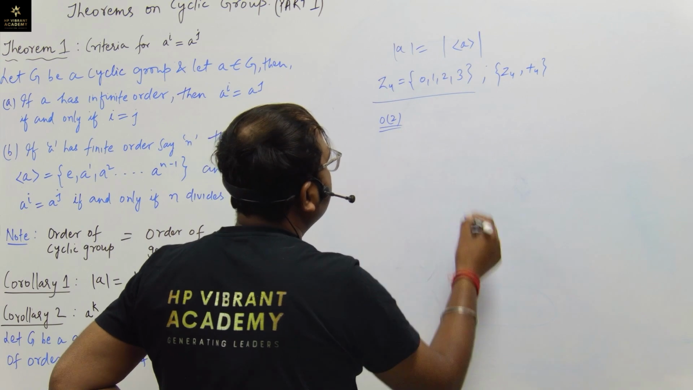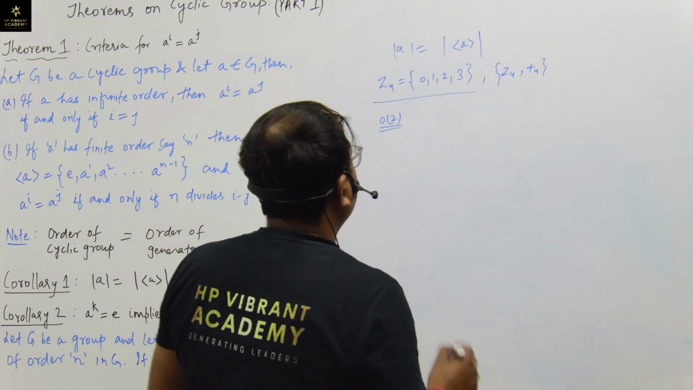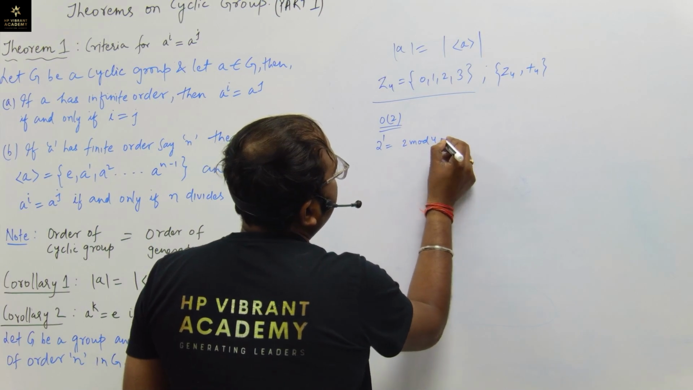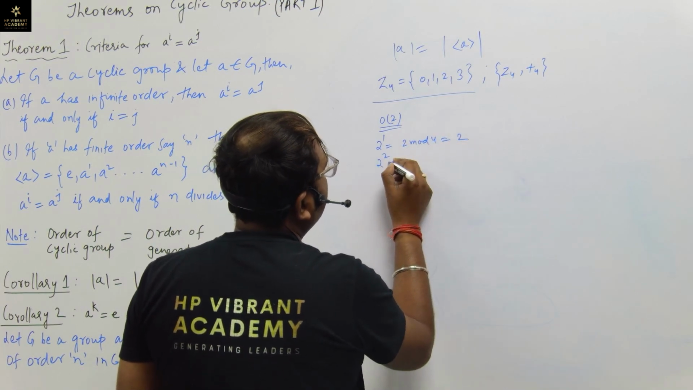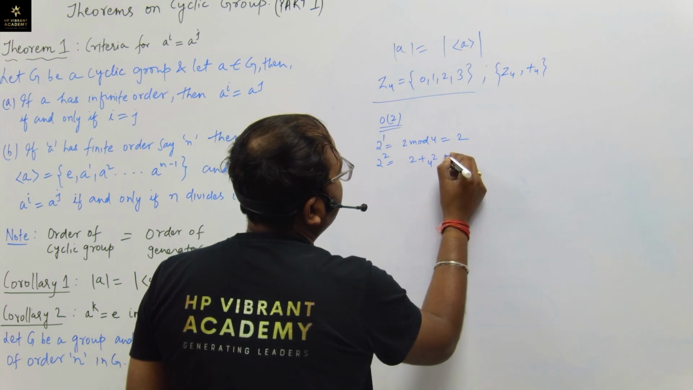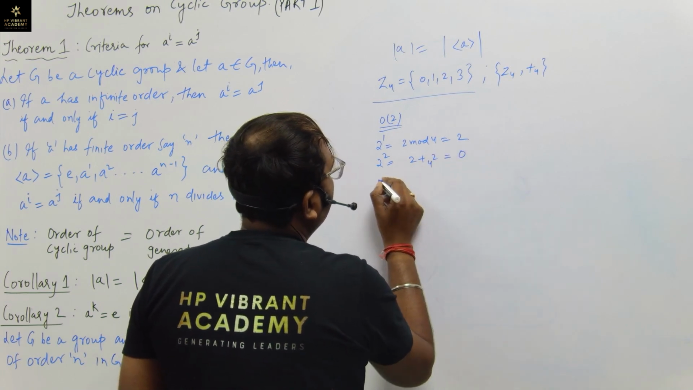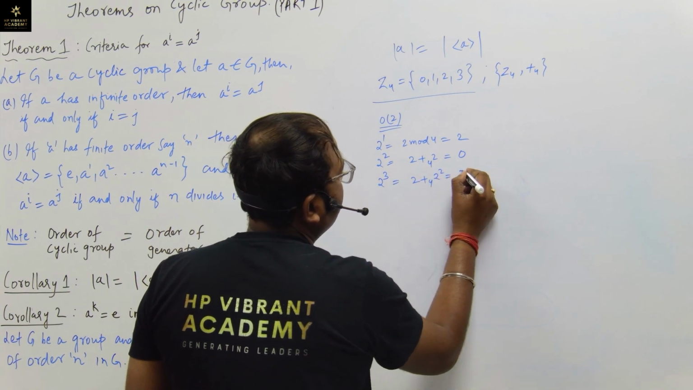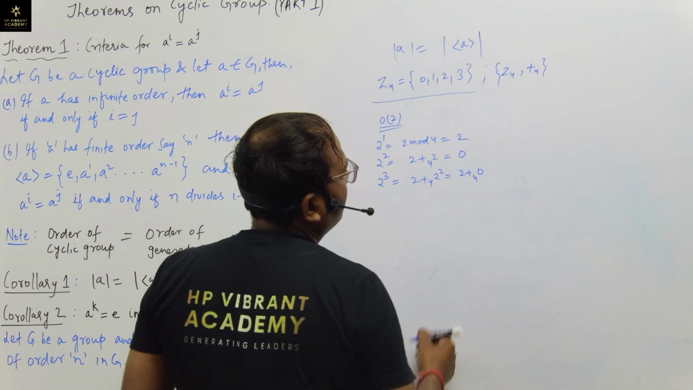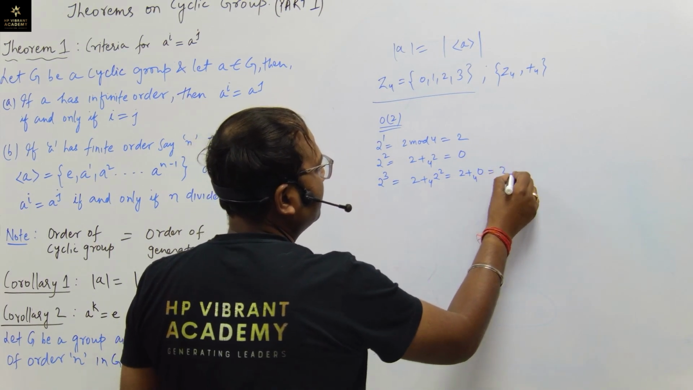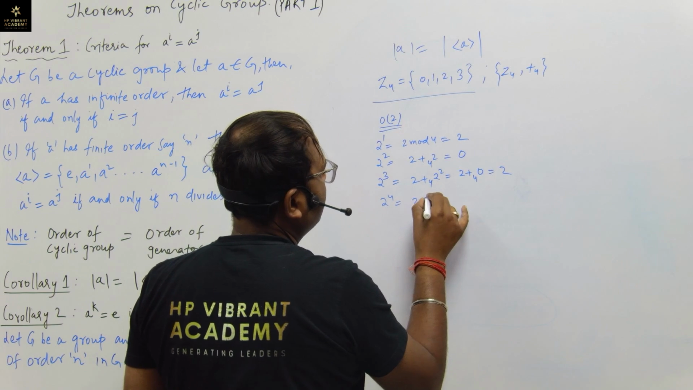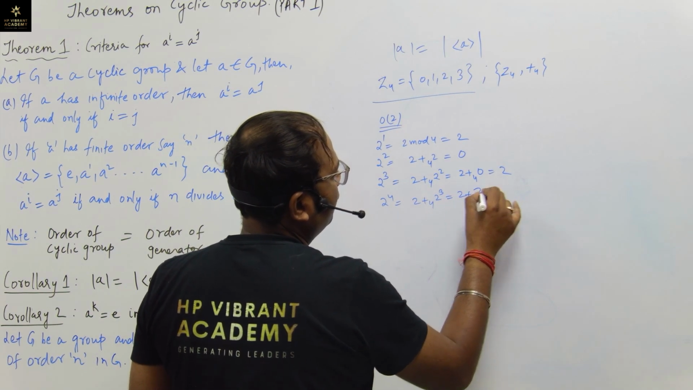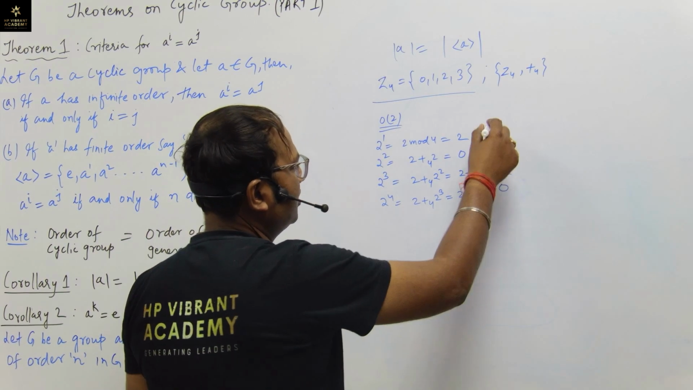Let us apply the operation addition modulo 4. One time operation gives 2 mod 4, which is equal to 2. 2 squared is 2 plus 2, which is 4 mod 4, equal to 0. 2 cubed is 2 plus 0, which is 2 mod 4, equal to 2. 2 to the power 4 is 2 plus 2, which is 4 mod 4, equal to 0. So the elements are getting repeated.